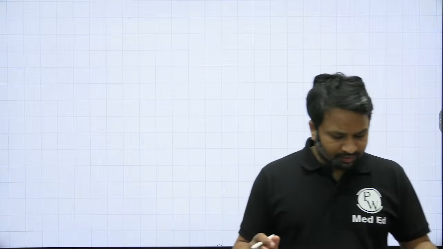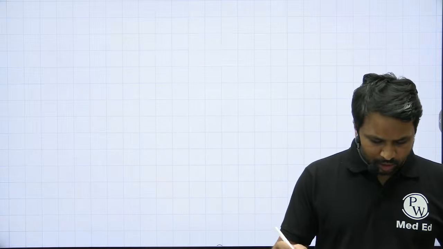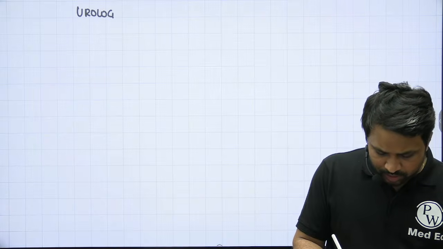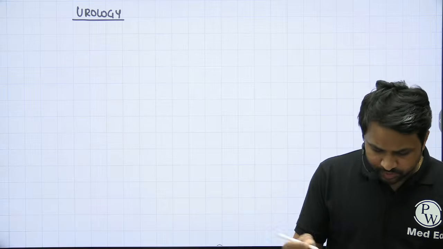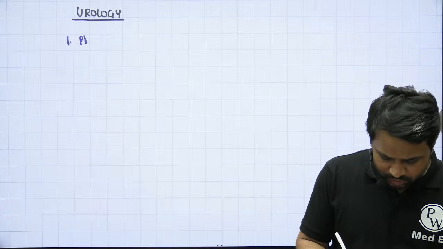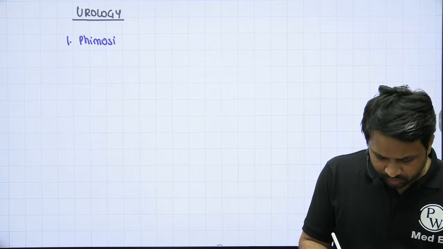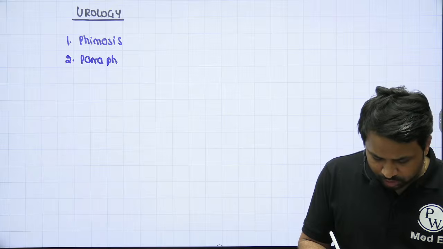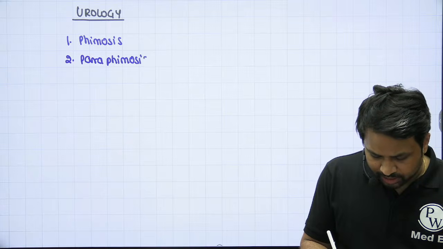So today we'll be covering urology. What are the topics that we're going to cover in urology? Your previous exam questions, just quickly look through it. We'll talk about all the short notes first. The short notes which are usually asked in your exams: number 1 is phimosis. Number 2 is paraphimosis. I'm talking about the order in which they are usually asked.